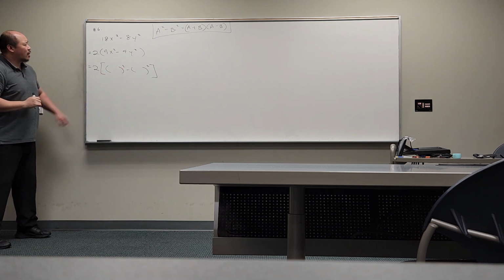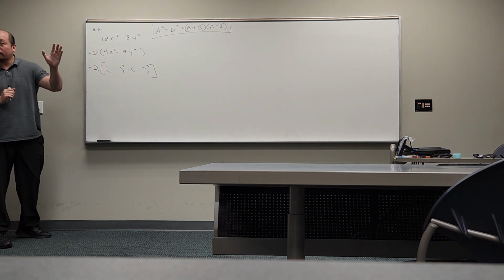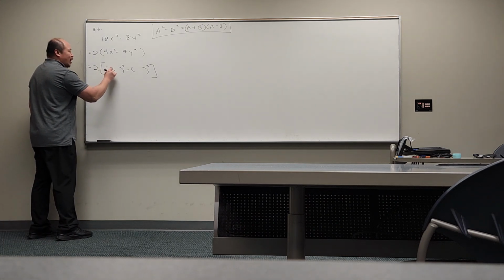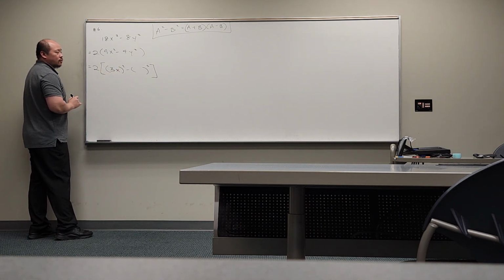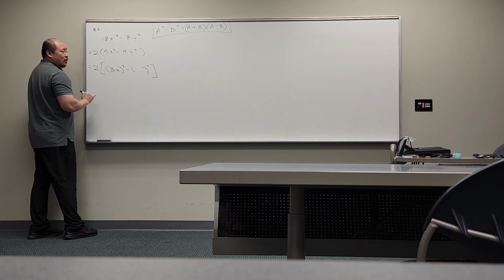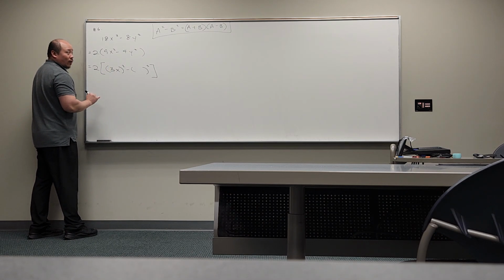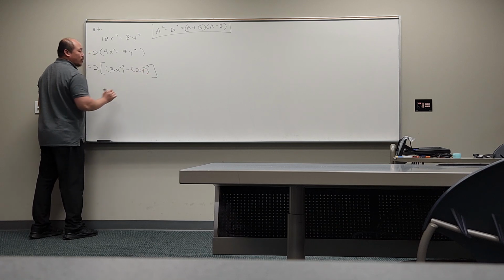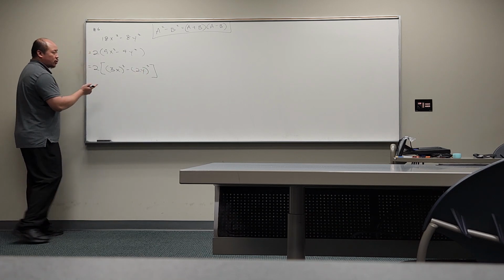But you're like, wait a minute, 9 is 3 squared. So wouldn't that just be 3x squared like this? And 4 is 2 squared, right? So that'll be 2y squared. So just like that.